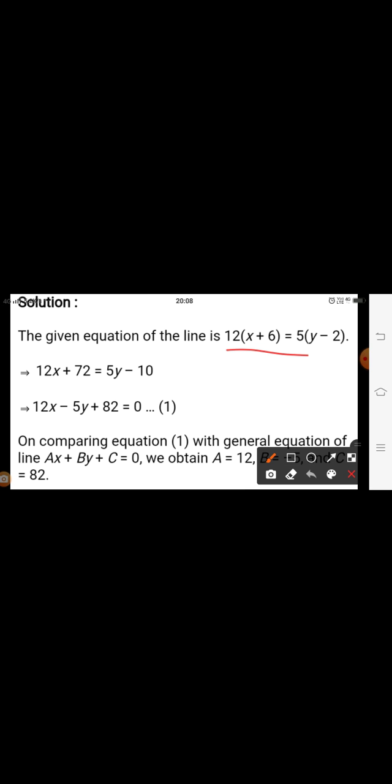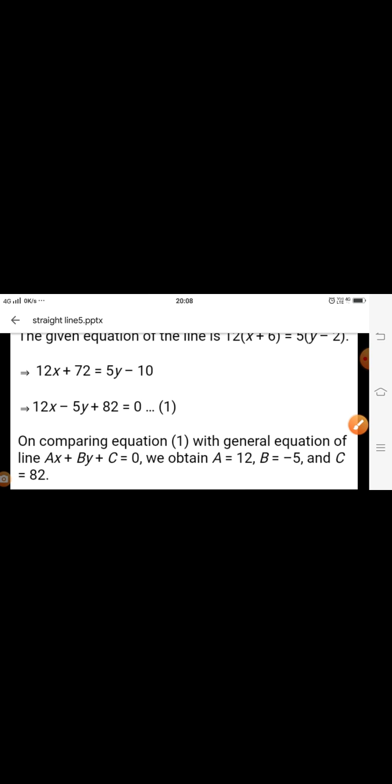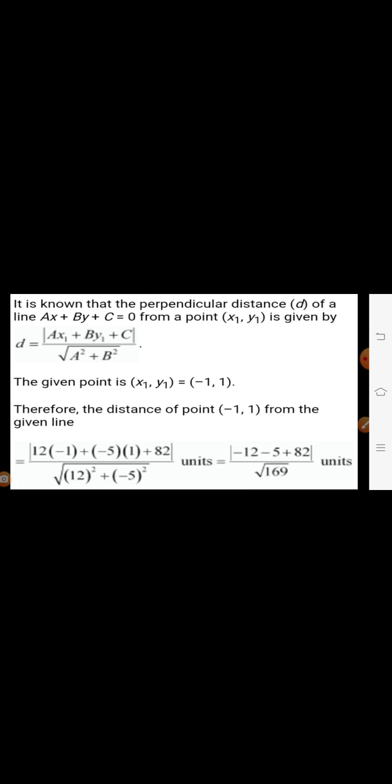If we reduce the given equation to the form ax plus by plus c equal to 0, we get 12x minus 5y plus 82 equal to 0. Comparing with the general equation of a straight line ax plus by plus c equal to 0, we get the values of a, b and c. Clearly a is 12, b is minus 5 and c is 82. Now we have the values of a, b and c, so let us use the distance formula.